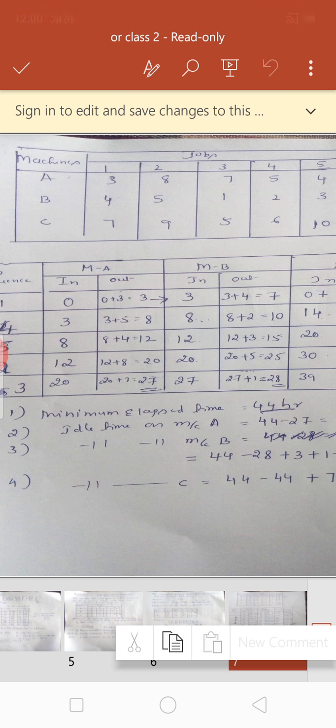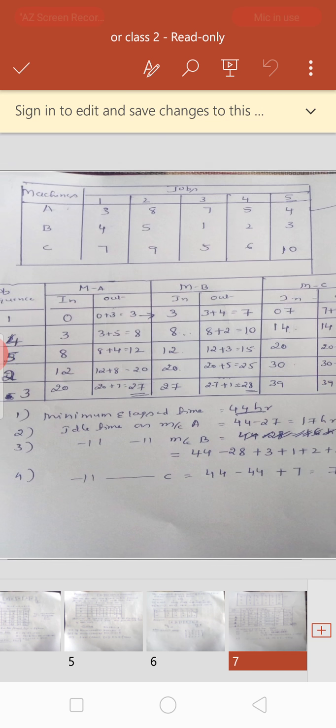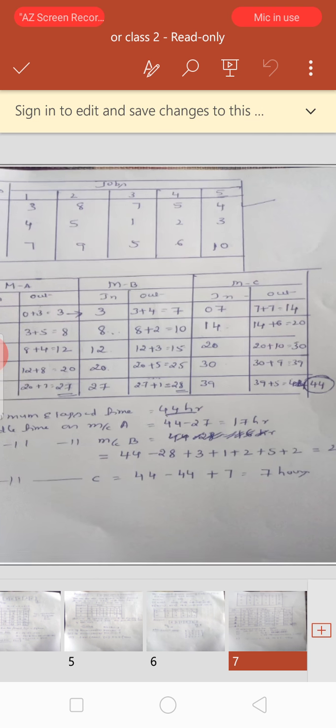How much time is it? 27 hours, and processing time will be 1 hour on machine B, total is 28 hours. See, this 28 hours is the total elapsed time for all the jobs which are going to be performed on machine B now. Now go for the last machine, which is called C machine now.